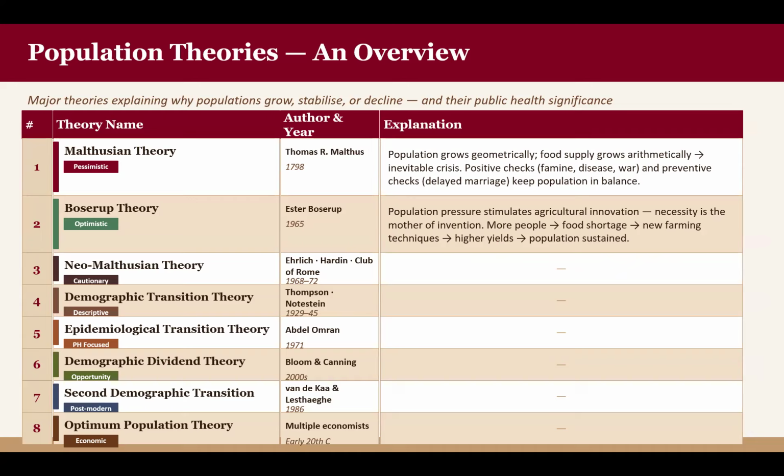Then we have Neo-Malthusian theory, which was given in the late 1960s. And then we have demographic transition theory and epidemiological transition theory. These theories and their phases will be explained in tomorrow's lecture, and today I will be covering the Malthusian and the Neo-Malthusian theory.